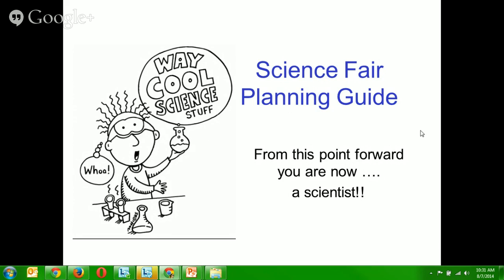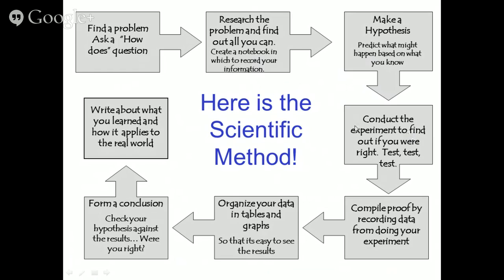It's called Science Fair Planning Guide. From this point forward, you are now a scientist. It starts here. Here's the scientific method. Let's look at the first one. Find a problem, ask a how does question. You've already done that. Research the problem and find out all you can.